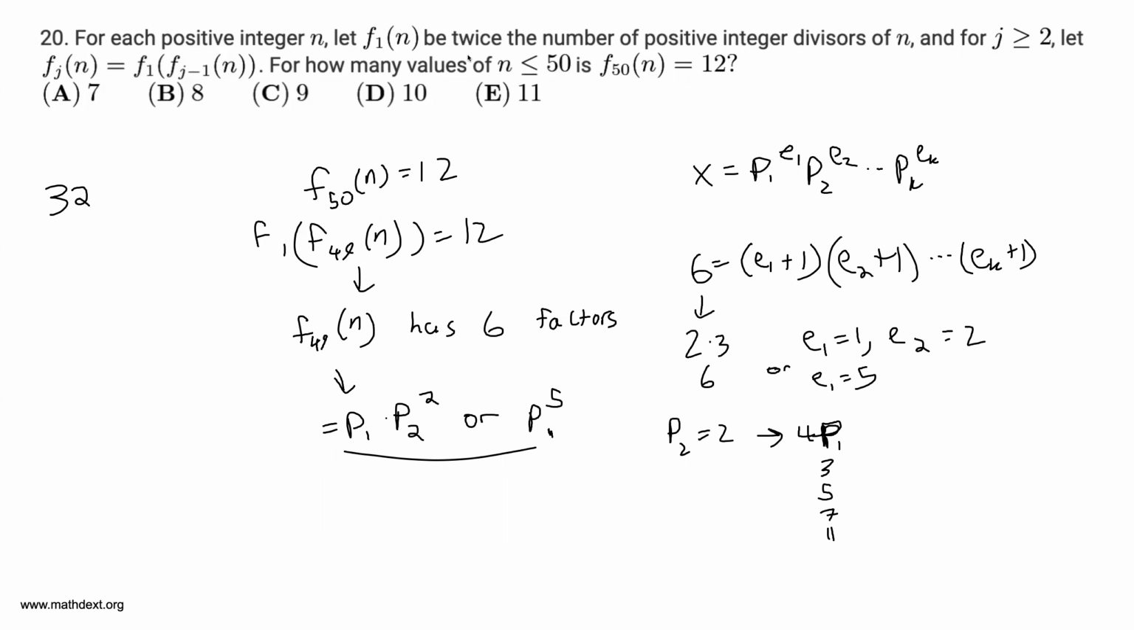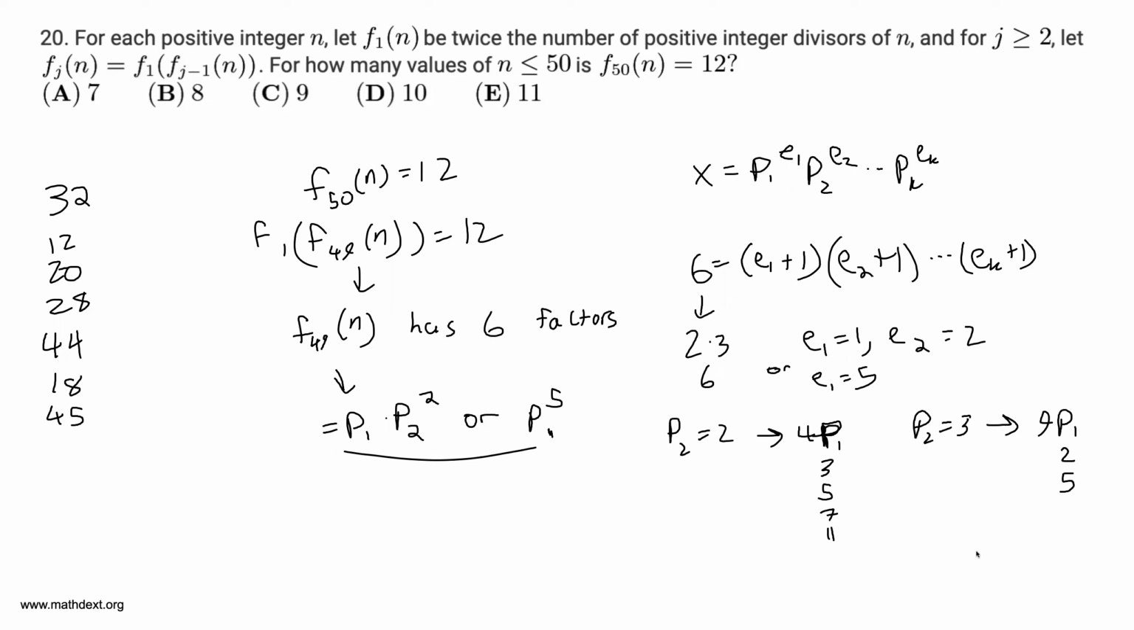So possible values of F49 of n could be 4 times 3, 4 times 5, 4 times 7, and 4 times 11. Now let's say that P2 is equal to 3. So F49 of n becomes 9P1. Now P1 has to be different from P2. Otherwise, you're not really getting anything. If they're the same, you're just going to have P1 to the power of 3, which does not have 6 factors. So P1 can be 2, P1 can be 5, and that's it. So 18 and 45 are also possible values of F49 of n.